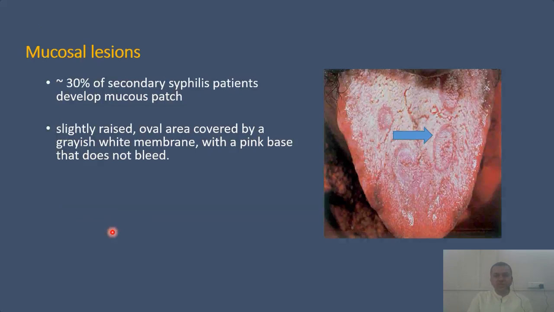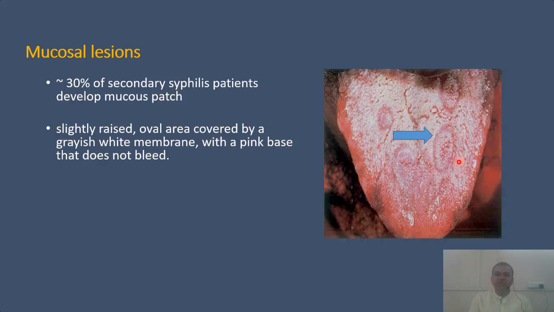Then the mucosal lesions are also important. Nearly 30% of secondary syphilis patients will show mucosal lesions. This is a typical mucosal lesion, which is slightly raised, oval in shape, with a grayish white appearance. A grayish white membrane will be over the surface of the lesion, and when that membrane is removed, you will see a pink base which does not bleed. So this non-bleeding oval area can be seen in mucosal lesions.